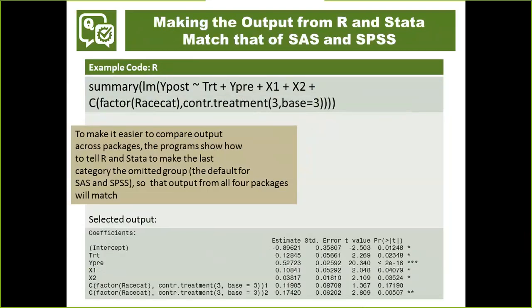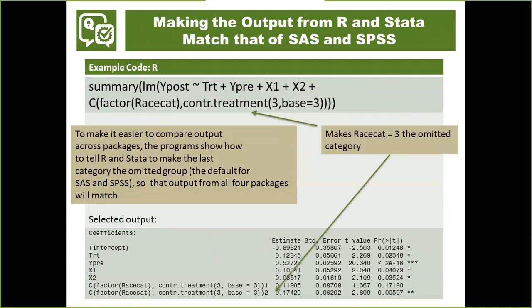To make it easier to compare output across the packages, the example programs show how to tell R and Stata to make the last category the omitted group. I've done this so that the output from all 4 packages will match. Note that the coefficient for the treatment indicator, treat, is the same regardless of whether racecat1 or racecat3 is the omitted category. The reason I show how to change the omitted category is that I thought it might be confusing if the output from the 4 packages didn't really match one another.